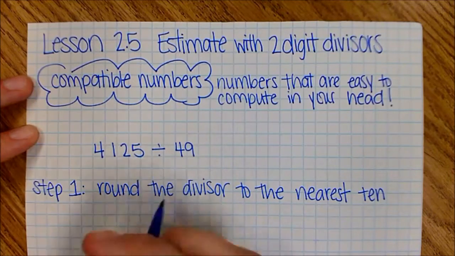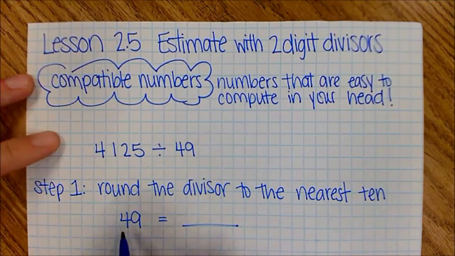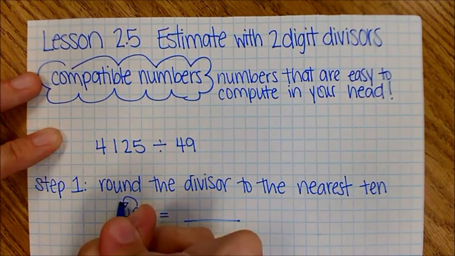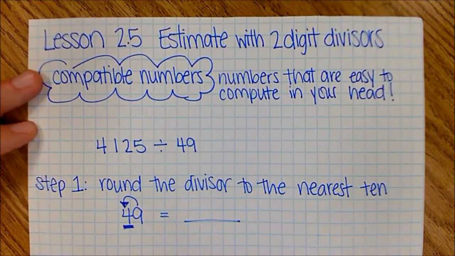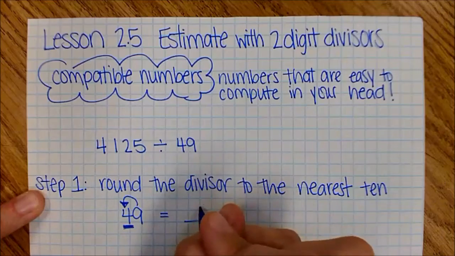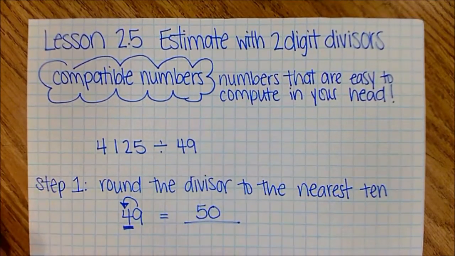Well, my divisor is 49, and I want to round that to the nearest 10. Well, the number that's in the tens place value is the 4. So this 9 is going to tell me what I need to do to the 4. Remember, if this 9 is 5 or higher, I'm going to bump this 4 up 1. If this number in this place value is less than 5, I would keep this number the same. But this 9 is above 5, so it's telling me that I need to bump up this 4 and make it a 5. And then the 9 in the ones place value will turn into a 0.